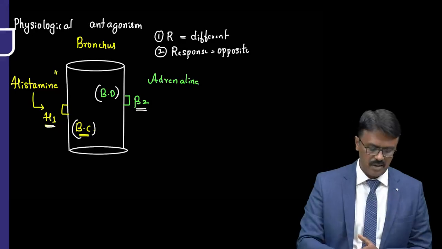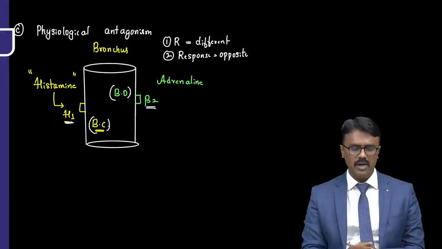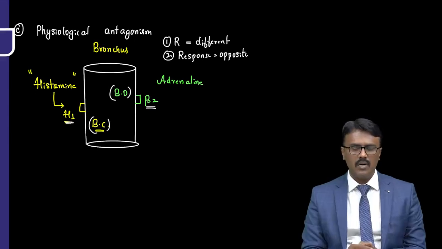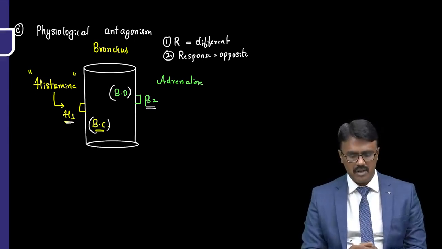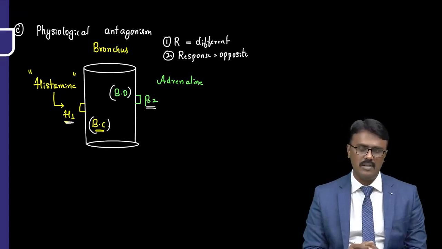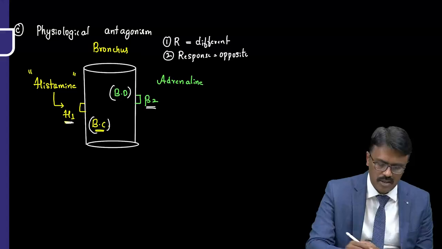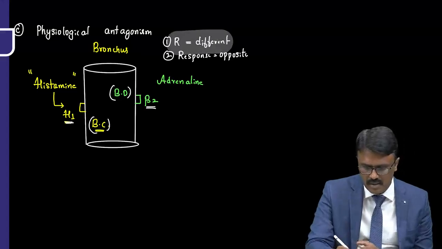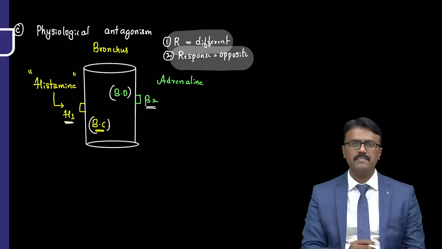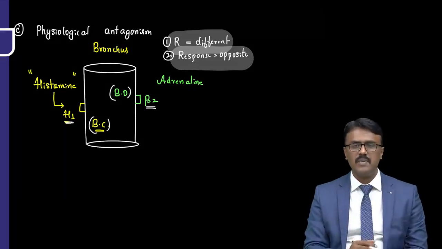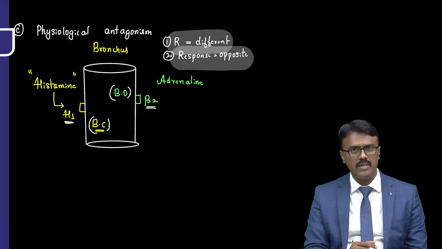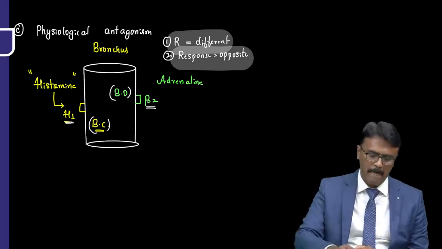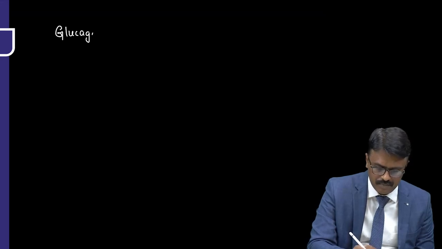So let me repeat, when histamine is there, it acts on H1 and causes bronchoconstriction. To overcome that, we use adrenaline, which acts on beta 2, a separate receptor, and causes bronchodilation. So when do you call it physiological? The receptor should be different and the action should be opposite. If you understood this concept, I will ask you one more example. You have to pause the video and answer that. So let me take the example of glucagon and the example of insulin.